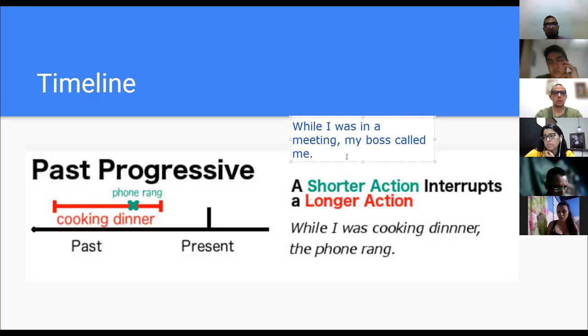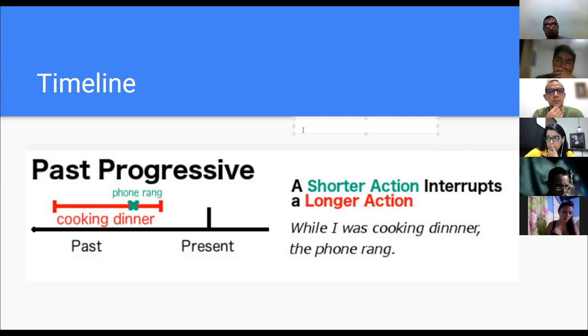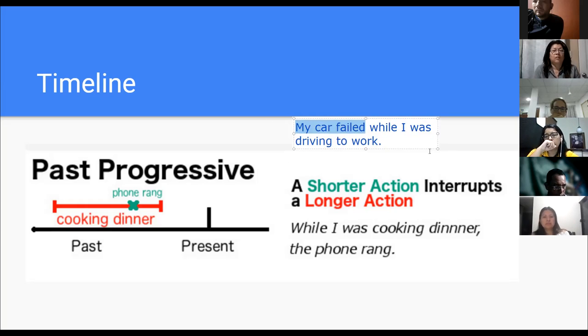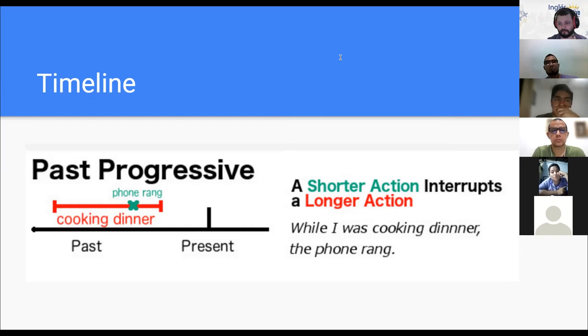All right, Rafael, let's start with simple past and then use the while clause. My car failed while I was driving to work. Very good. Now, notice, guys, that if you use the while clause after the main clause, you don't need to use commas, okay? So there is no need for commas if you use it in the second place. That's very important to remember too.